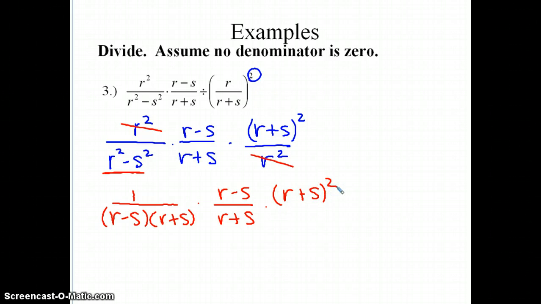Once again, I now have everything completely factored. I will cancel. I have a r plus s here. I'll cancel both of those with the 1 in the numerator. I have a r minus s that I will cancel, leaving me with a 1 in the numerator, a 1 in the denominator. So my final answer is 1.